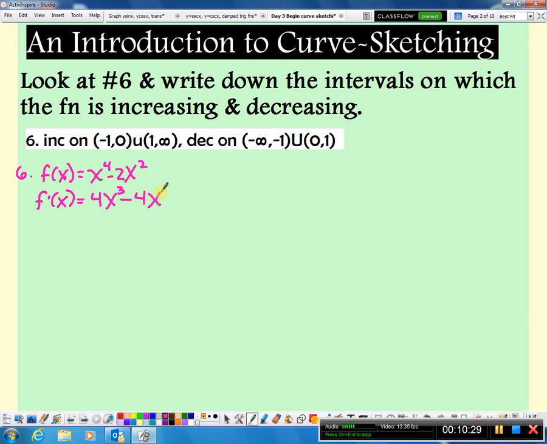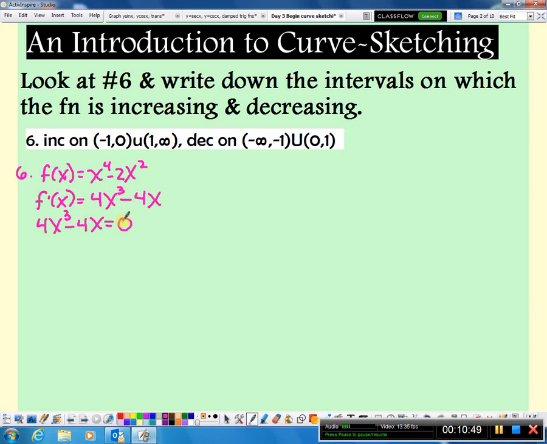F prime of x is a cubic function. You don't have any issues with it not existing. You don't have holes in the graph, you don't have vertical asymptotes, you don't have any of that going on. So the only thing you've got to worry about is when the first derivative equals 0, because f prime of x not existing is just not going to happen.